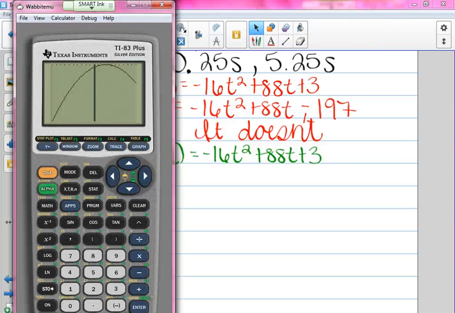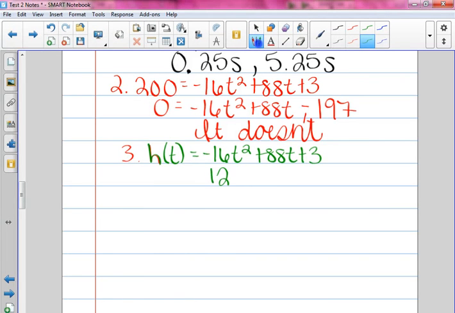So go in your calculator and clear it out. And negative 16x squared plus 88x plus 3. And I want to find the maximum, so zoom 6. Then zoom 0. I'm finding the max, so that's second trace 4. Enter, and then over here, enter, and your maximum height is 124 feet.